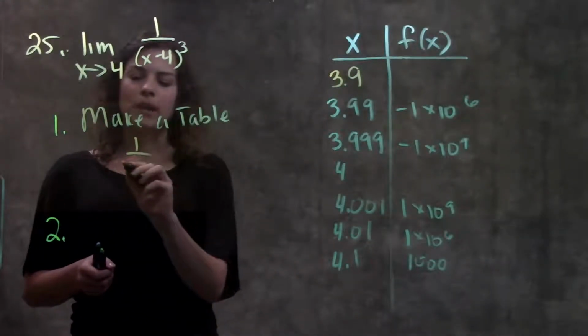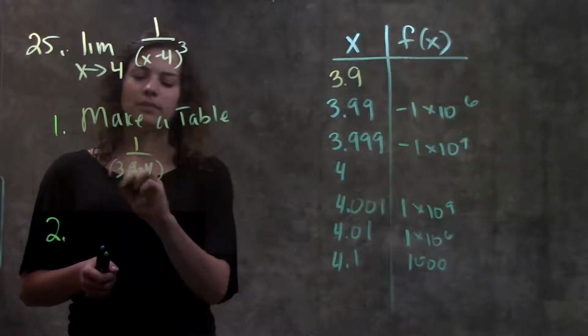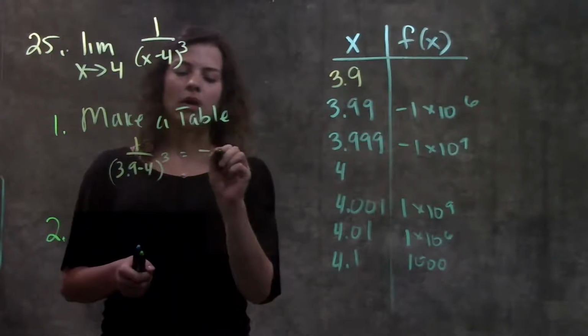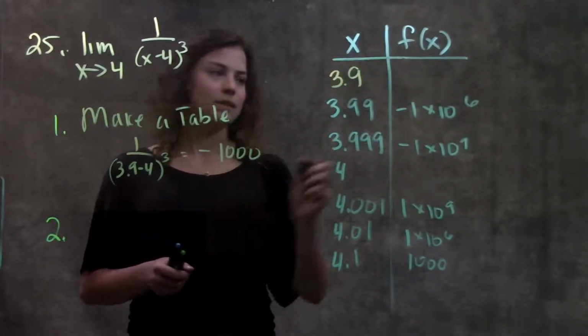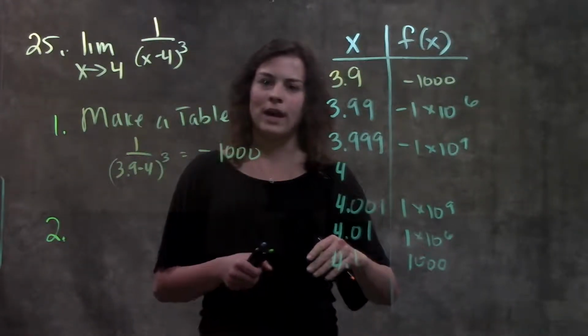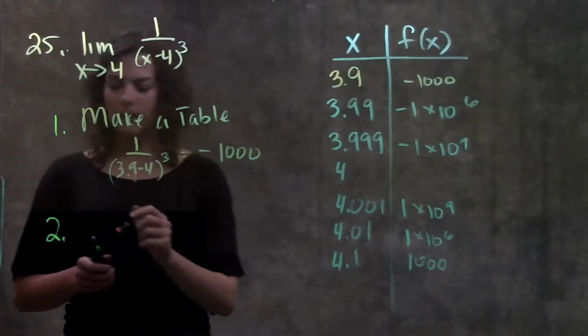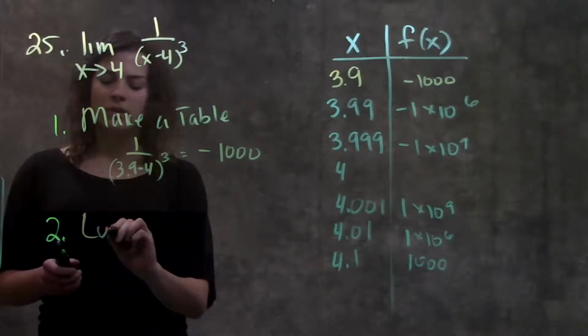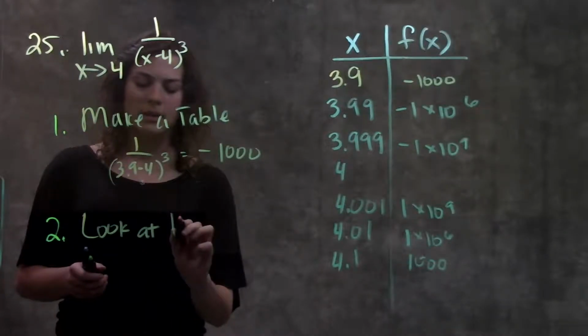We go over here, plug in 3.9 wherever we see an x, and when we solve all this out, we're going to get negative 1,000. So let's put that in. And then you just go ahead, do that for the rest of your x values, plug them all into your function, see what comes out. And then step 2, super hard one, we look at it.